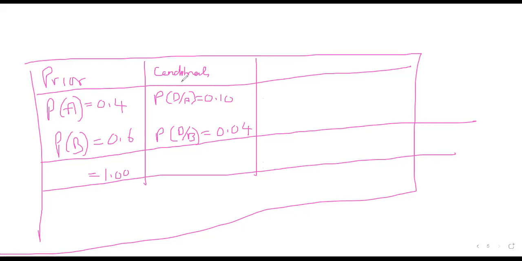So when we apply this one times that one, what we get is the joint probability, which is also called the intersection. So can somebody tell me, if I multiply this one times that one, not the answer, what notation do I get? Probability of A times probability of D given A. What do I get? Probability of D intersection what? A. So which is 0.4 times 0.1 to get 0.04.